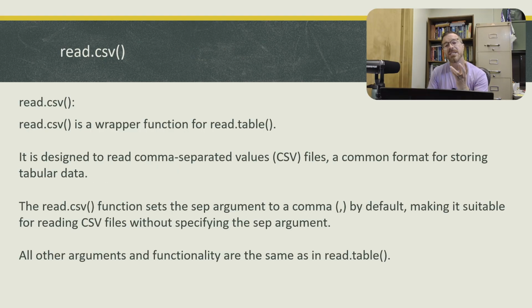If we specifically look at the read.csv importing tool, this is just a wrapper function on read.table. Like I mentioned, it's not its own thing. It's basically just read.table, but with some of the settings set up by default for you. So it's designed to read comma-separated values, or CSV files, a common format for storing tabular data. The read.csv function sets the sep argument automatically to comma by default, making it suitable for reading CSV files without specifying the sep argument. All other arguments are exactly the same as read.table.